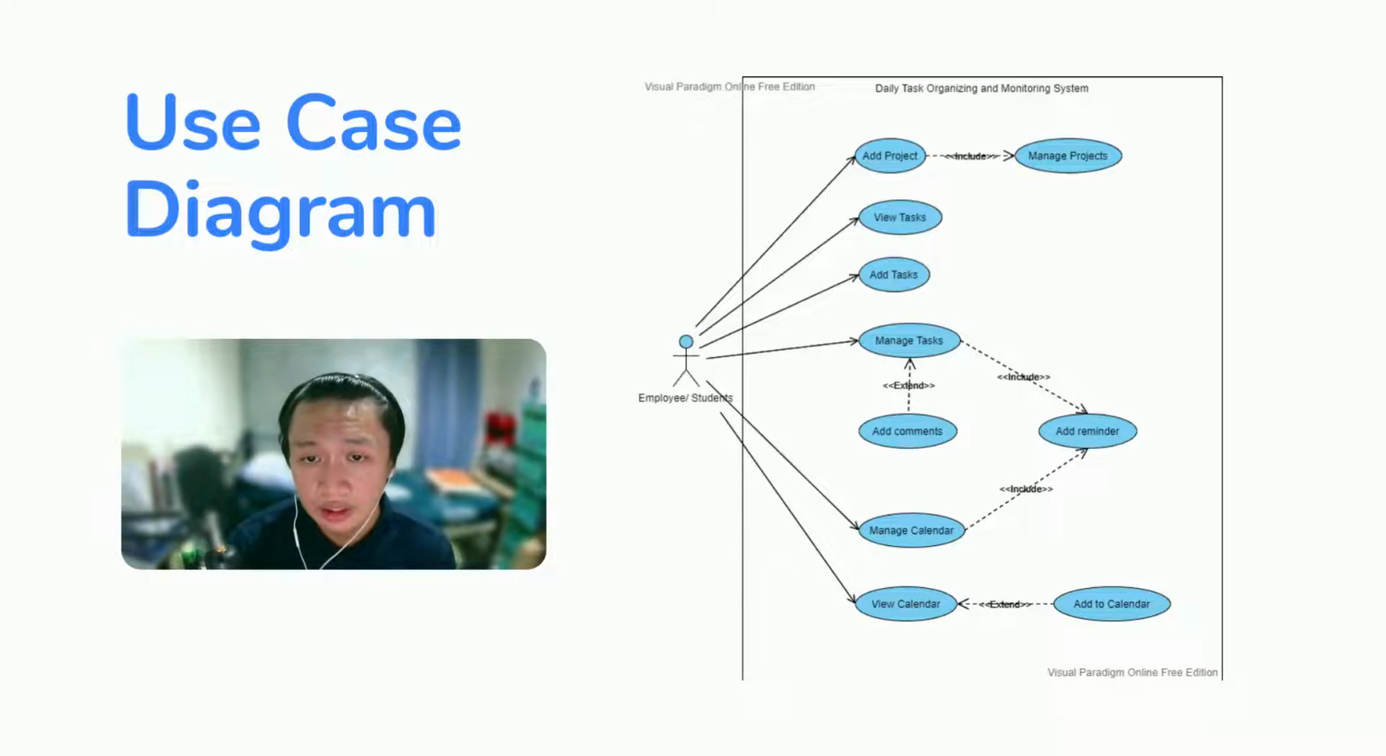In this project, it is designed using an object-oriented approach, which includes the use case diagram, use case specification, class diagram, and activity diagram. This is the use case diagram for this project. This figure shows the interaction of the user in the application. This is the main use case that will be available in the system. There are several tasks that students and employees will be able to do in the system, which are add projects, manage project, add tasks, view tasks, manage tasks, add to calendar, view calendar, manage calendar, and add reminder.